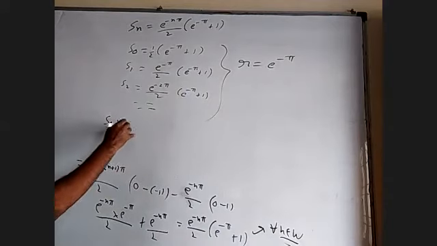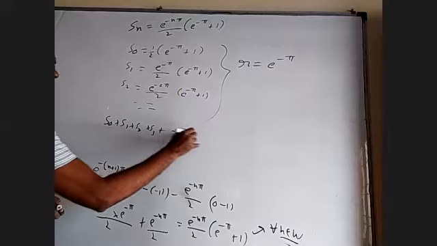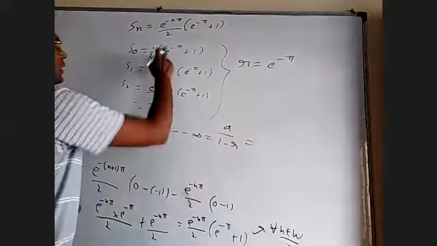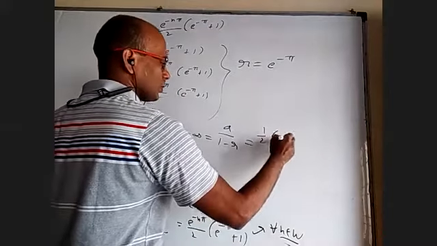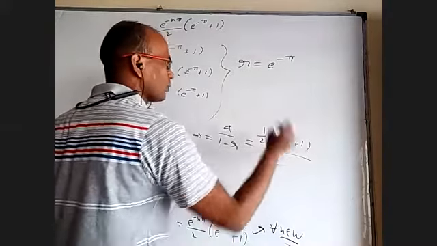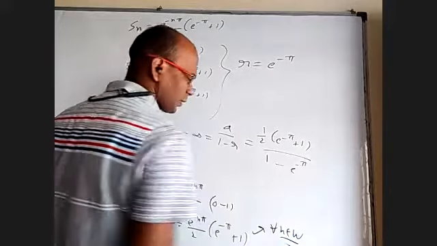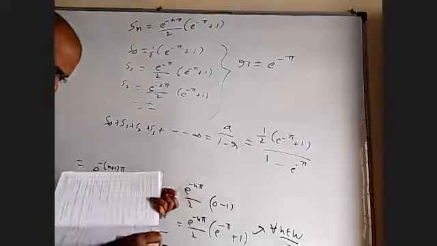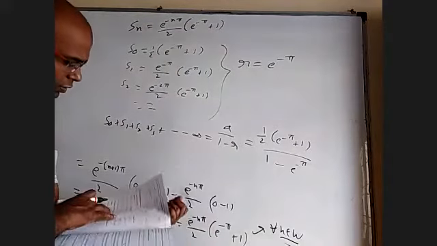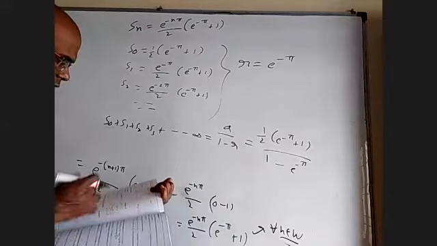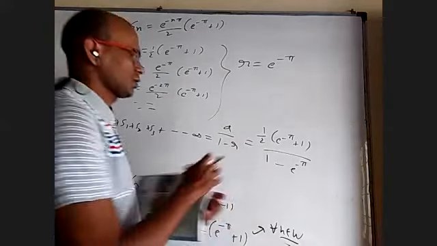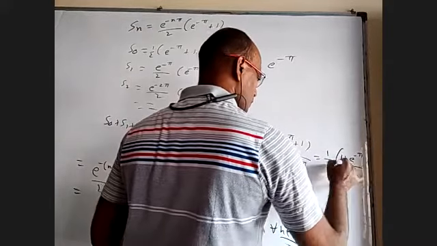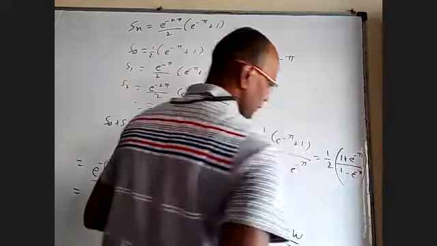If somebody wants S0 plus S1 plus S2, and so on up to infinity, the formula is A by 1 minus R because of GP. A is half of e power minus pi plus 1, by 1 minus e power minus pi. Okay, so the first one is done, the second one is only the common ratio, and the third one is just this one. You can just write half of 1 plus e power minus pi by 1 minus e power minus pi.